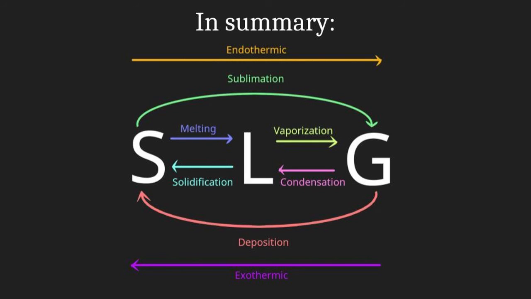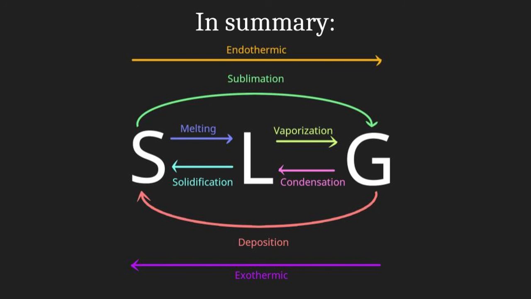Now, I know that's a lot to remember, so I would suggest you copy down this diagram on the screen to help you remember. S stands for solid, L for liquid, and G for gas, and each arrow shows you what phase change is occurring.